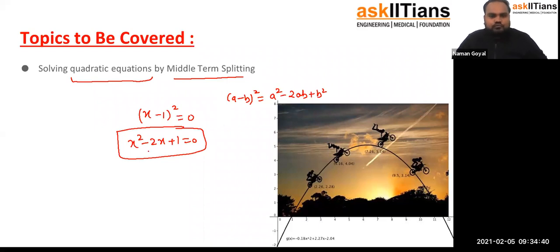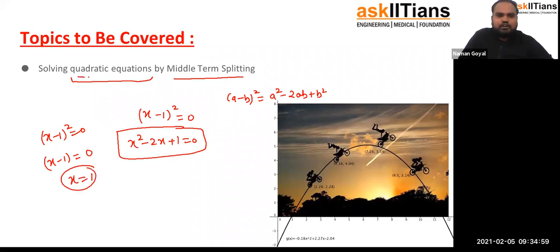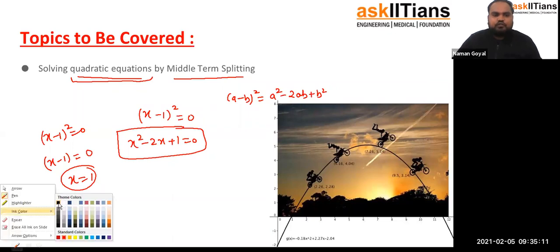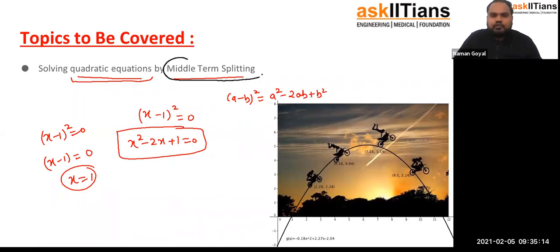If the quantity (x minus 1) square is 0, then what is the value of x? Is x equal to 1? If this quantity squared is 0, then the quantity itself is 0. So if x minus 1 is 0, then the value of x is 1. Solving a quadratic equation means finding the value of the variable which satisfies the equation. Are you getting my point? Now there are some methods to solve these types of equations. One of the methods is middle term splitting, which is very important for solving quadratic equations.